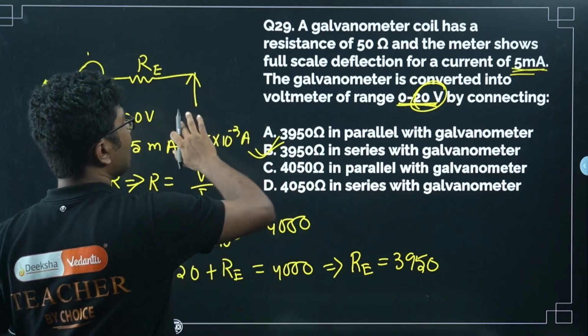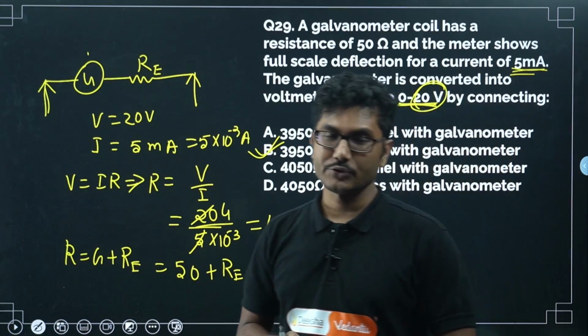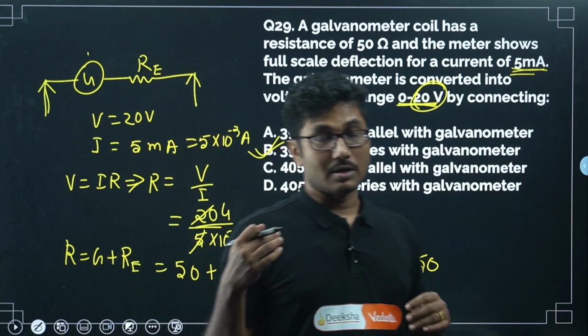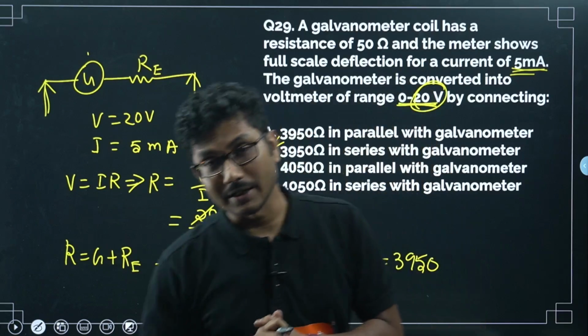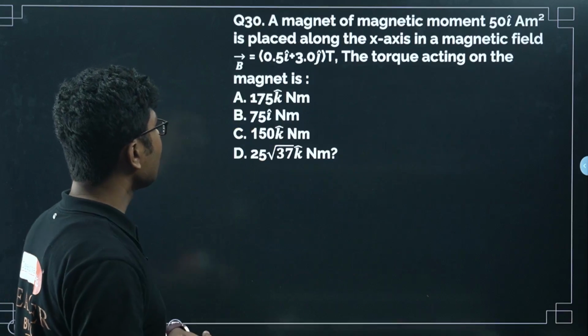Always remember, whenever you are converting a galvanometer into a voltmeter, the external resistance should be connected in series, and whenever you are converting a galvanometer into an ammeter, then the shunt resistance, which is a very low resistance, should be connected in parallel. Okay, this is very common.